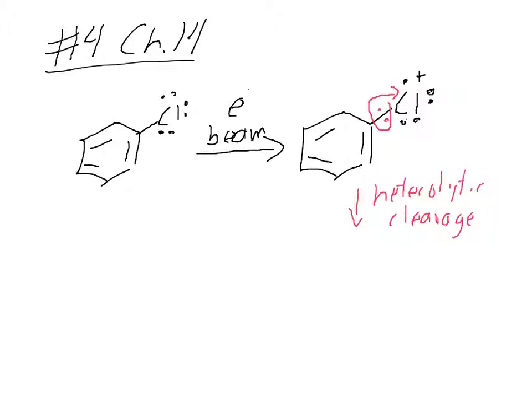Now, the problem asks us to draw the fragment that is observed at mass to charge 77. So we're looking for something with carbons, hydrogens, and whatever else is on there that weighs 77. But for the mass spec to see it, it must also be positively charged. So after I move these arrows, the chlorine has 2 electrons. Who just lost 2 electrons? The carbon the chlorine is connected to. That carbon will now have a positive charge.